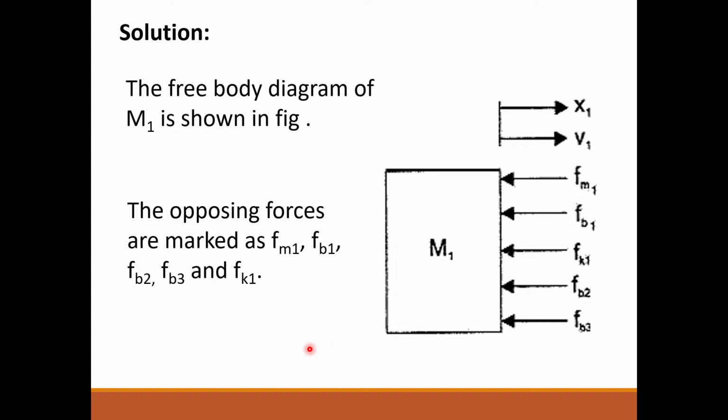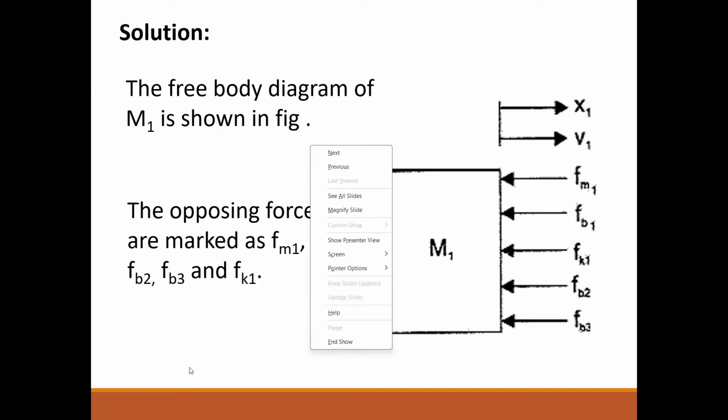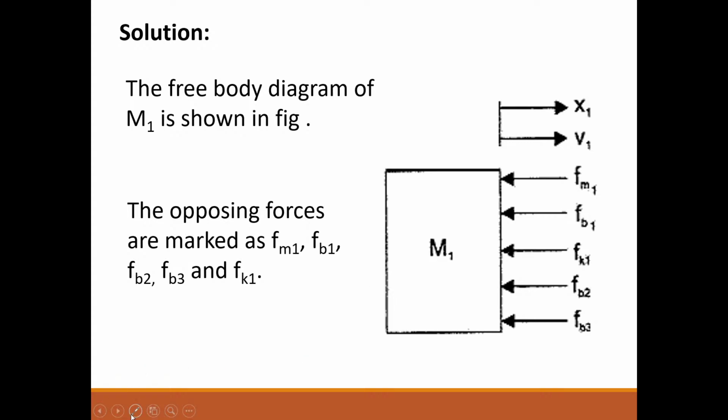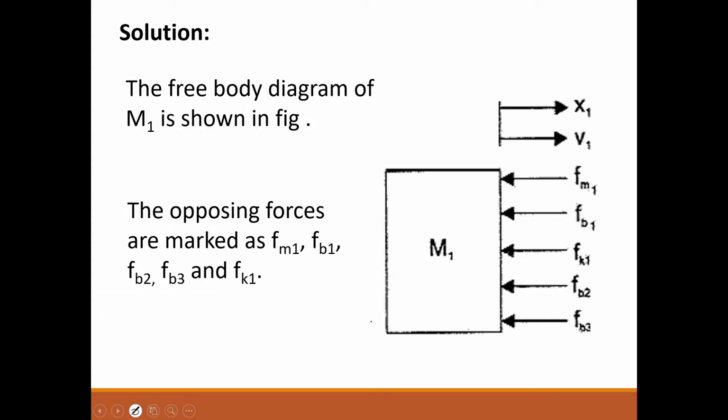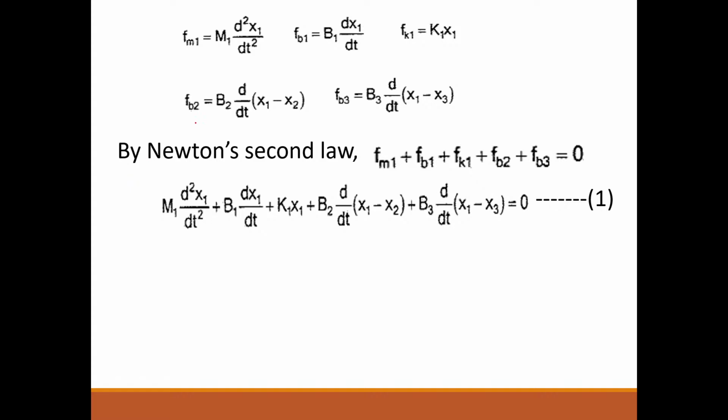I hope you have completed. Now we have the free body diagram. Now we can write the opposing force equations. FM1 is equal to what? M1 into d square x1 by dt square. FB1 is B1 into dx1 by dt. FK1 is K1 into x1.